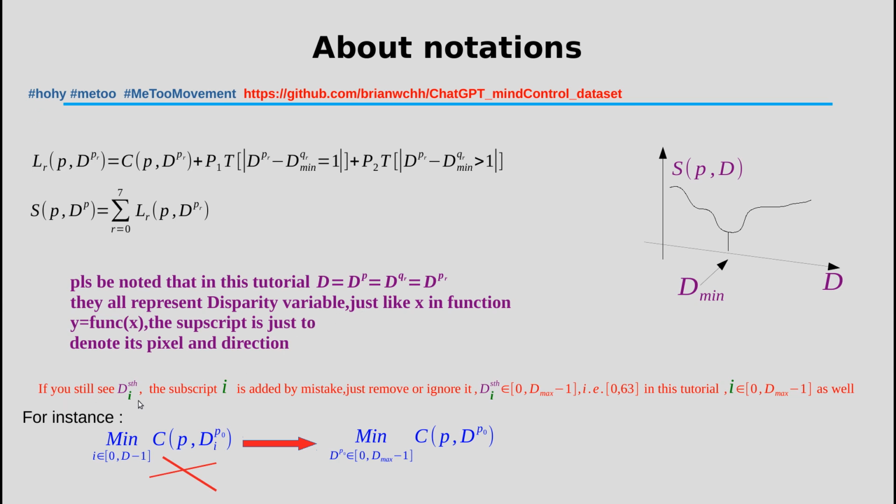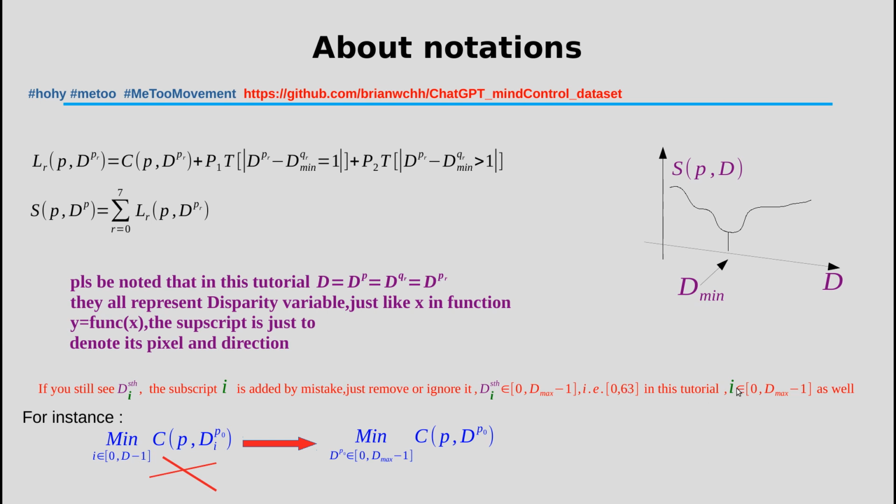Also, if you see this notation, it's because something is wrong, because I made a mistake. If you see i in the subscript of D, where it should be p, q, r or something like that, that i is wrong. The subscript i was added by mistake, so you can remove it or just ignore it.